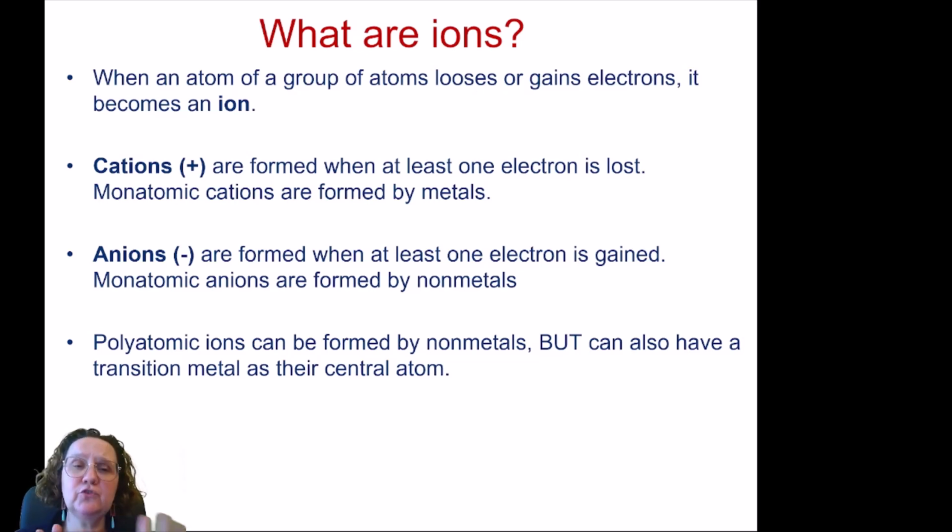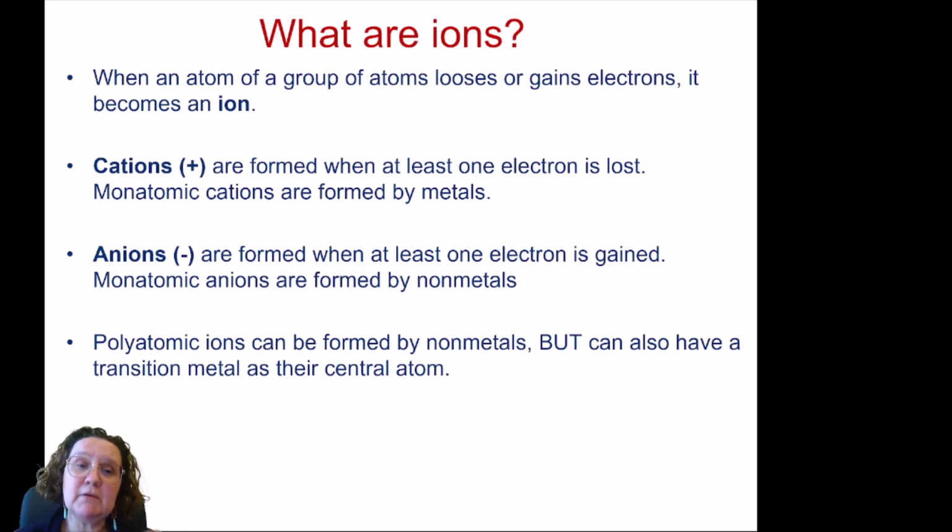And you can have two types of ions. You can have positive ions, which are formed when at least 1 electron is lost. You can lose 2 or 3, and we call those cations. And then you have negative ions, and those are when at least 1 electron is gained, or it could also be 2 or 3, and we call those anions. So cations are positive ions made when electrons are lost, and anions are negative ions made when electrons are gained.